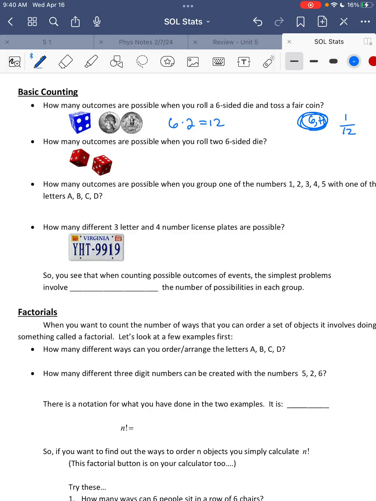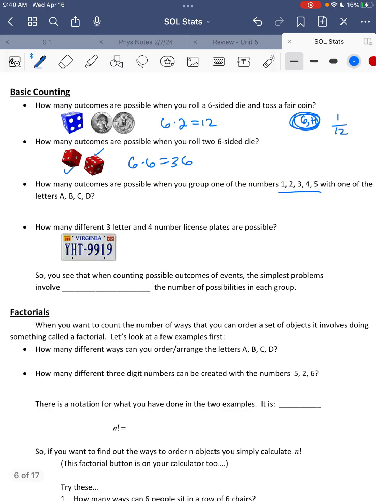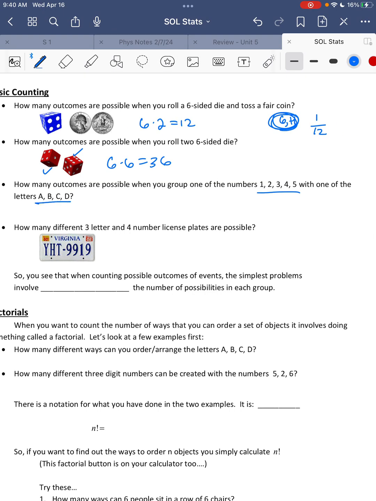Okay. All right, how many outcomes are possible when you roll two six-sided dice? You have six outcomes on one and six on the other, so 36. How many outcomes when you are going to group one of these numbers? There's 5 numbers with 4 letters, right? So 5 numbers with 4 letters, that's 5 times 4, so 20 different matchings, you could say.